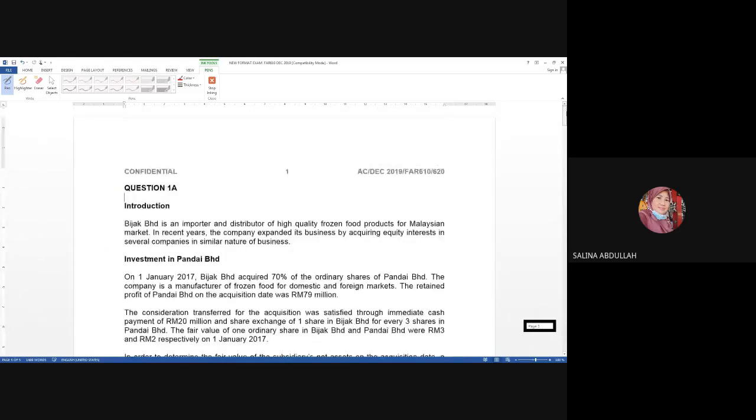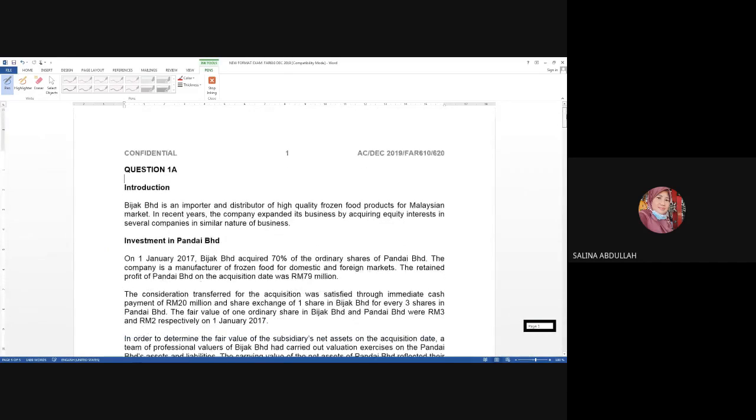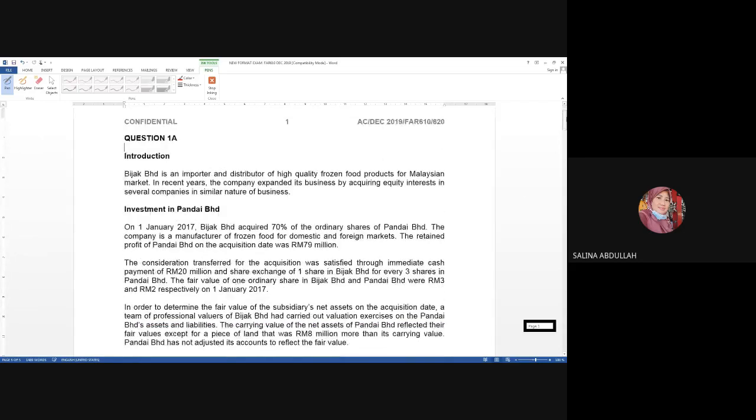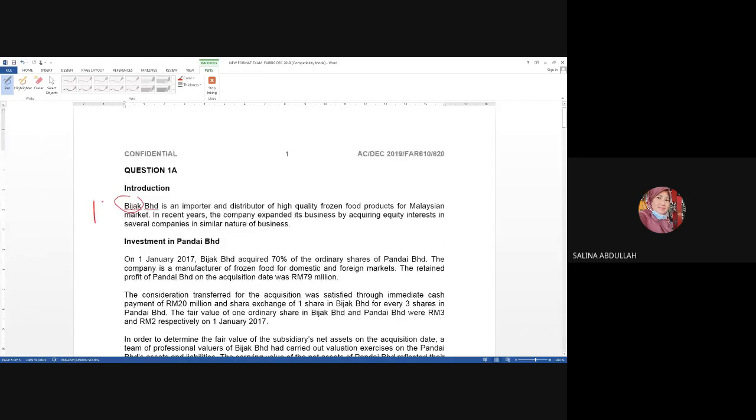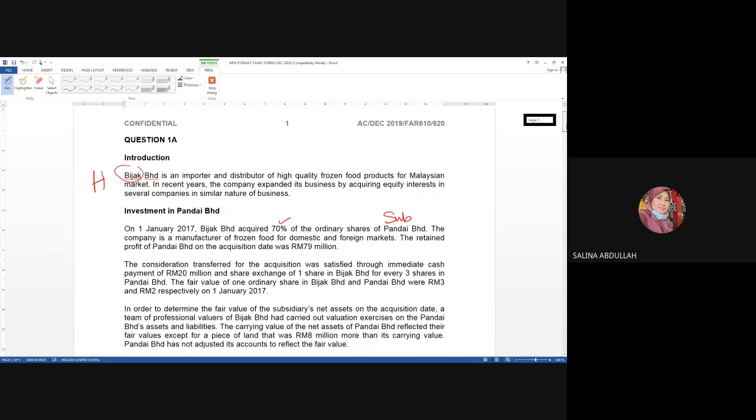Basically, if you can see here, we have Bijak. I will call Bijak Berhad the holding later. So Bijak acquired 70% of ordinary shares in Pandai. So you know that Pandai is a subsidiary because the percentage given here is 70%. For this acquisition, it takes place on 1st January 2017.